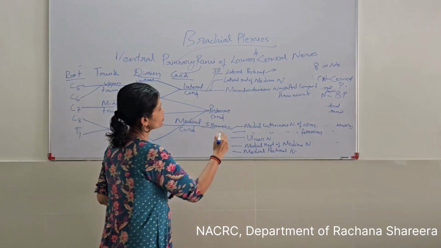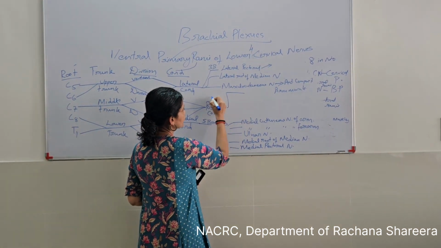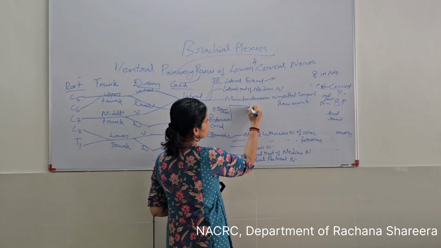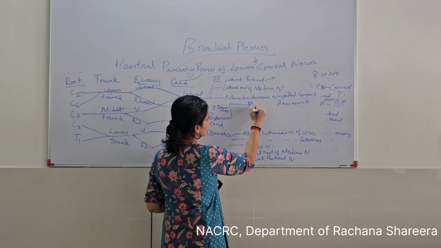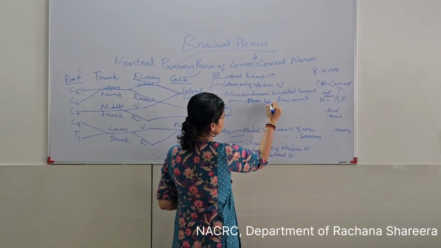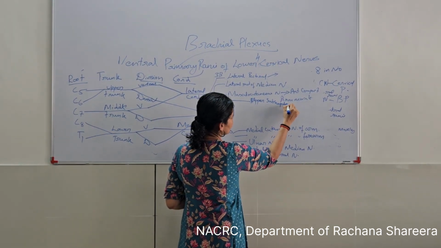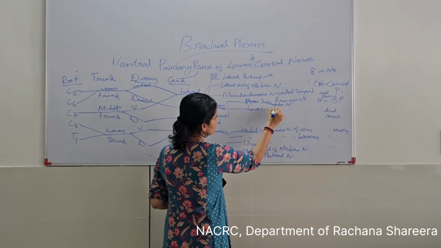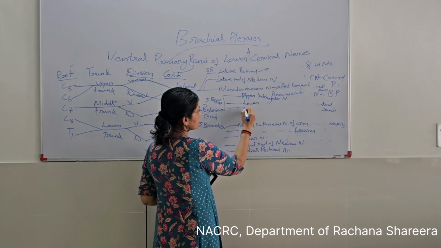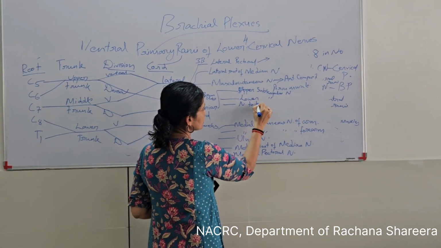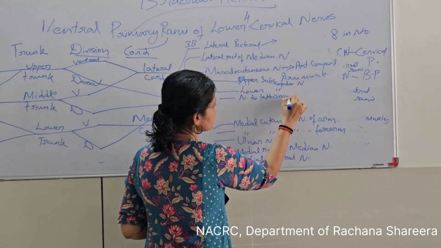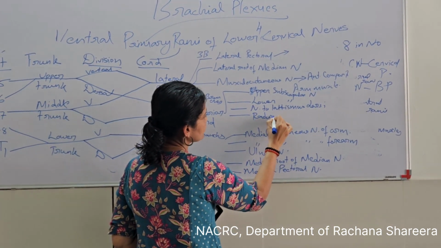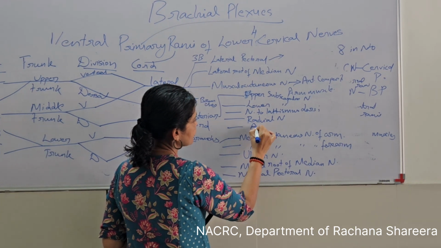Next comes the posterior cord. So again, posterior cord, 5 branches. They are upper subscapular nerve, lower subscapular nerve, then nerve to latissimus dorsi, radial nerve and axillary nerve.